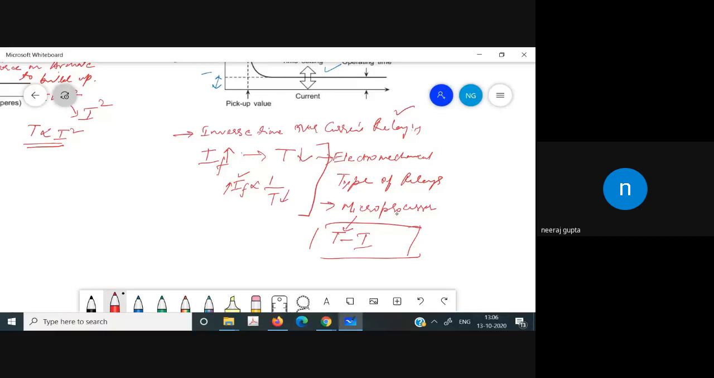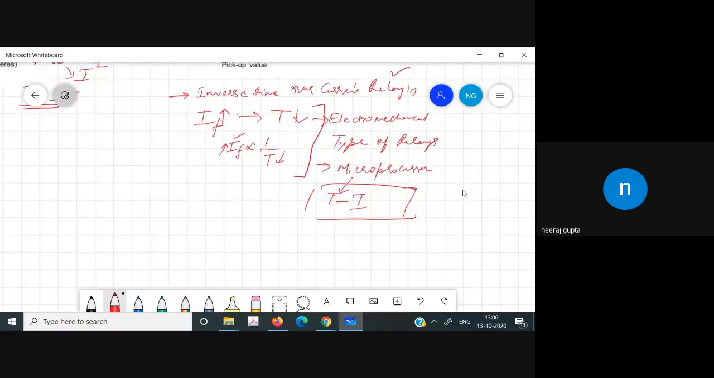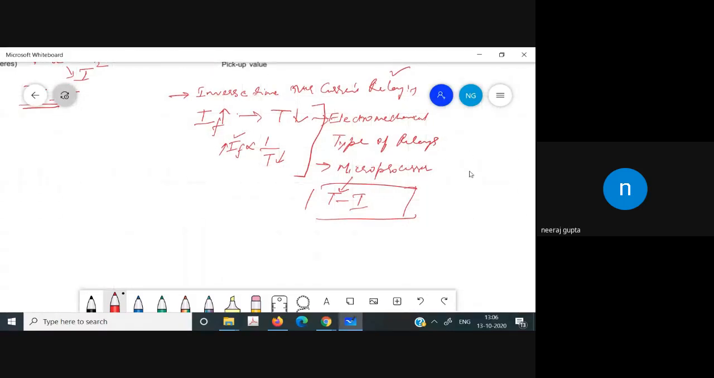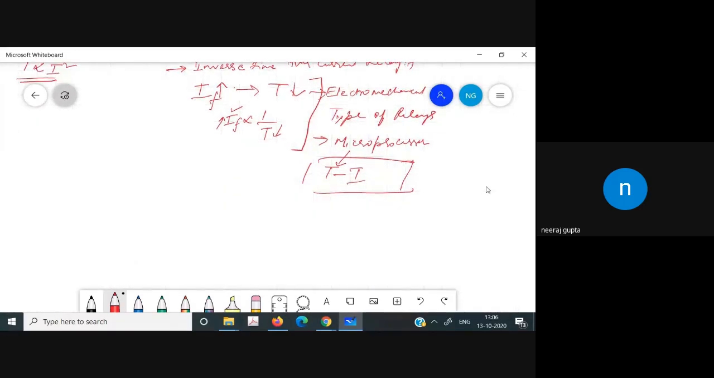Now, next one is the inverse definite minimum time over current relay.